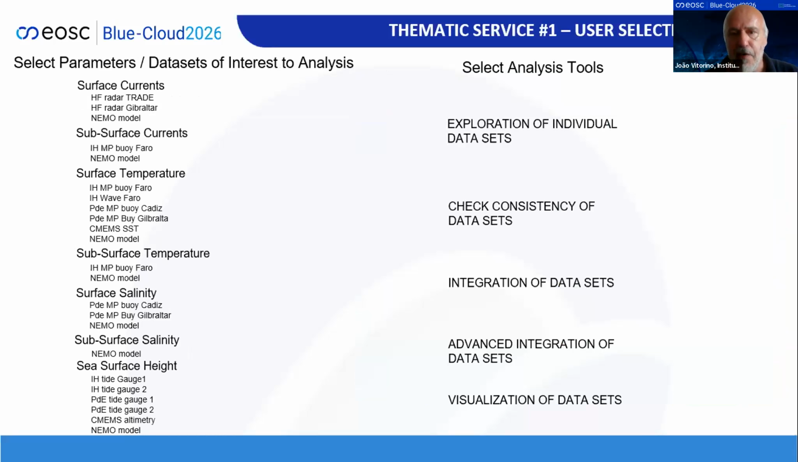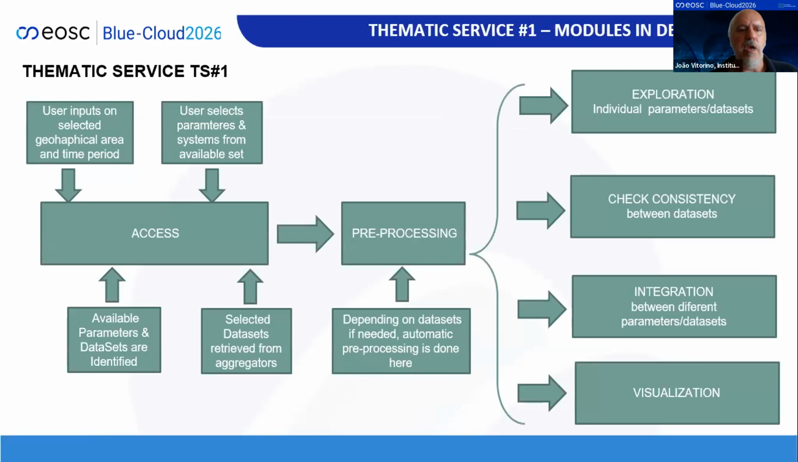And then we can advance, so the user can select the analysis tools that he wants to explore. He can indicate the parameters he wants to work with, and the data sets that are available for the period he chose. So, for example, I select the HF radar from one of the systems that we displayed, the NEMO model, and then we want to use the tools for exploration of individual data sets. So we are working on these components.